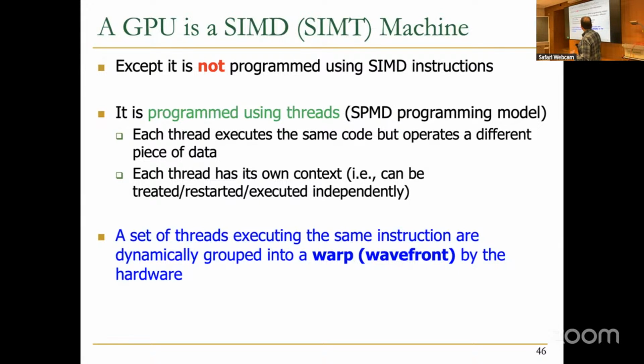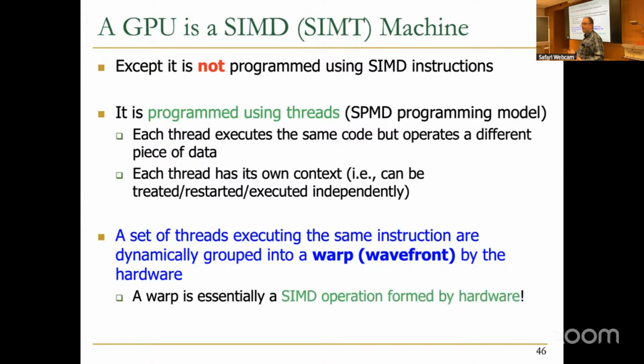So those threads are dynamically grouped into a warp or wavefront by hardware. Warp is terminology from NVIDIA, wavefront is for AMD. So that's exactly how hardware is making SIMD operation dynamically for you. You're writing code for threads, and then the hardware dynamically groups these threads together to form a warp. And that warp is essentially the SIMD operation that's happening. Make sense?